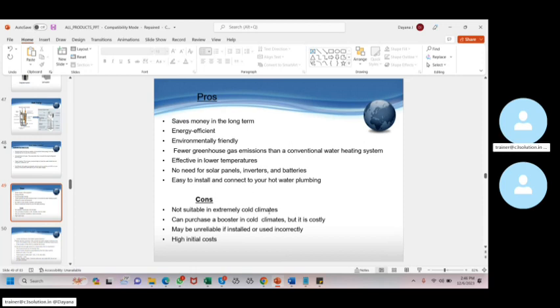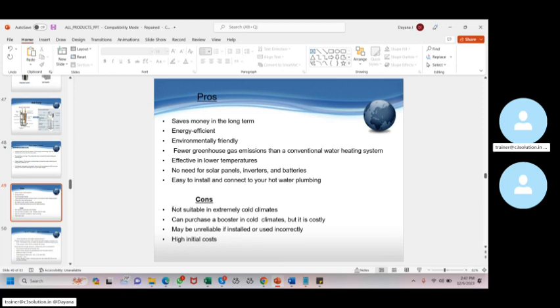Coming to the cons, it is not suitable in extremely cold climates. In extremely cold conditions, no hot water system will work, either an old hot water system or a heat pump. But comparatively, the old hot water system does not work even in a little bit of cold climate, which is why they add boosters. The heat pump will work, but in extremely cold climates it is not suitable.